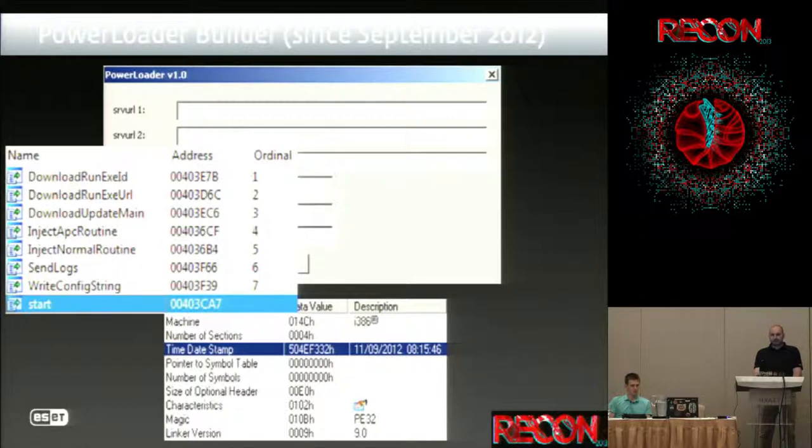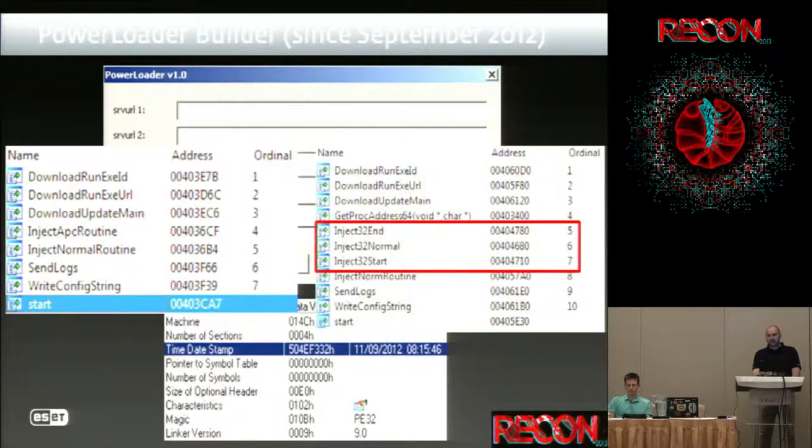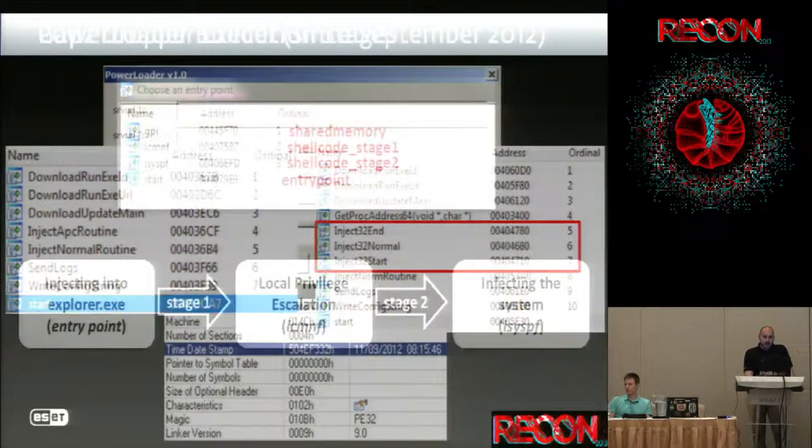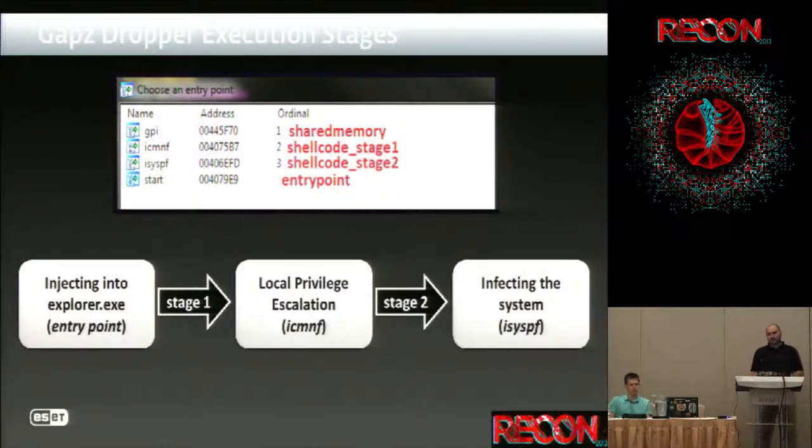And this builder used a really interesting trick for code injection. If you try to analyze the samples with these droppers, you can recognize Power Loader by these import tables. The more interesting part is the dropper's code injection into explorer.exe, because it uses an interesting arbitrary code execution in the explorer process. The first step is injecting some shellcode into explorer.exe. On the next stage, it executes code for privilege escalation under the trusted process address space, and after that starts infecting the system process.